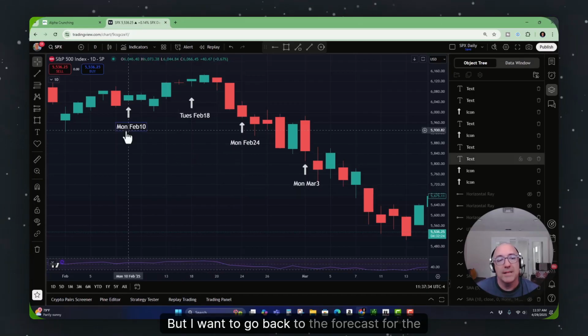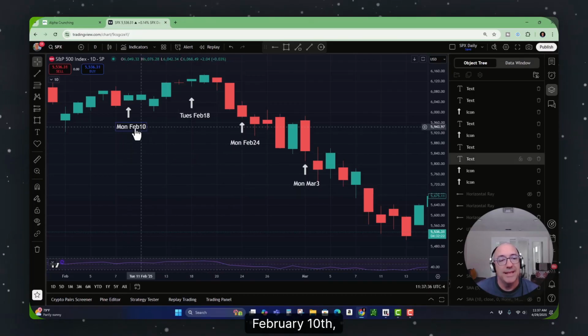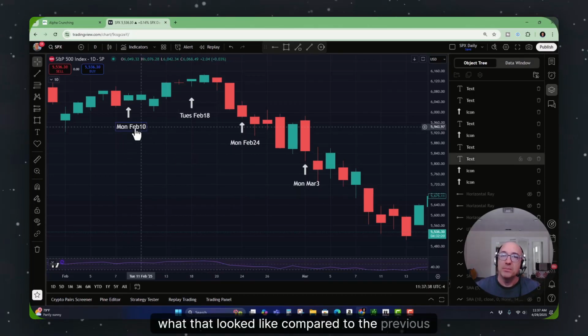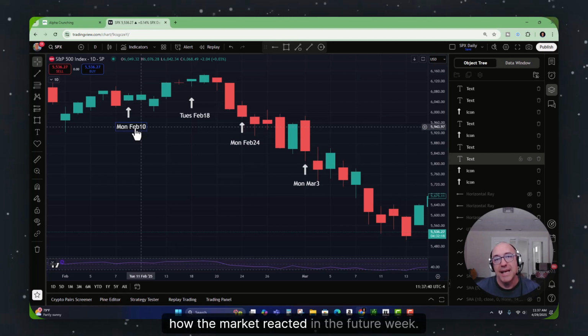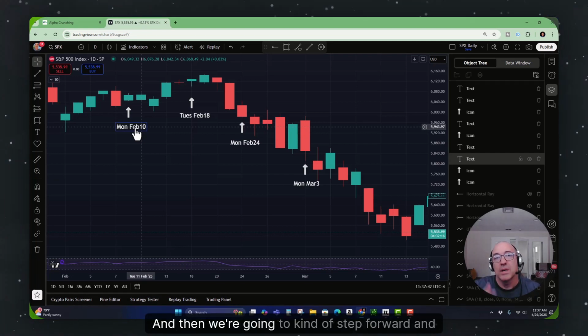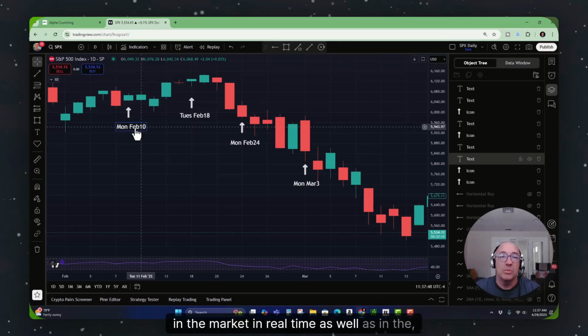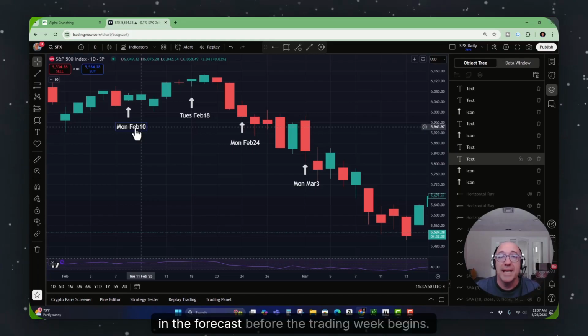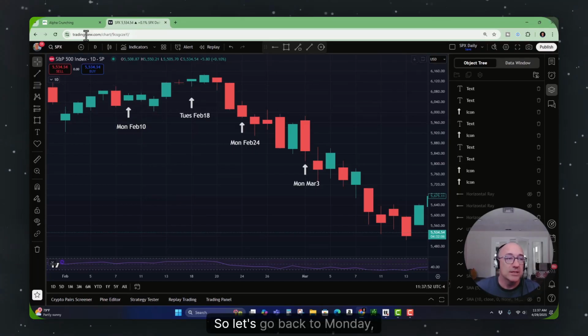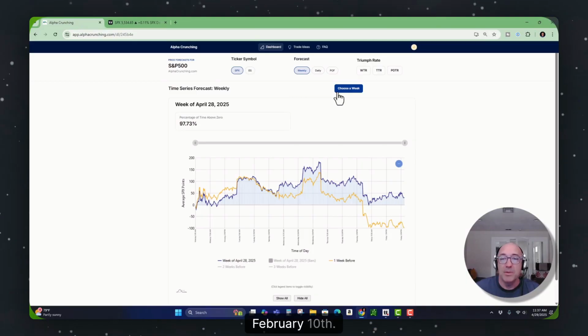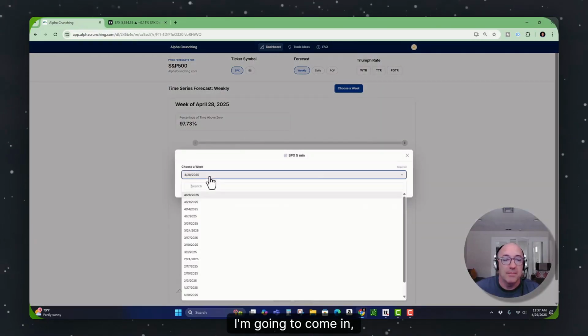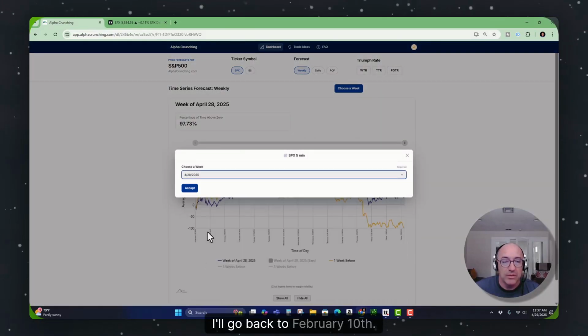But I want to go back to the forecast for the February 10th, what that looked like compared to the previous week, how the market reacted in the future week, and then we're going to step forward and we're going to watch how this momentum shift both in the market in real time as well as in the forecast before the trading week begins. So let's go back to Monday, February 10th. I'm going to come in, choose the week. I'll go back to February 10th.